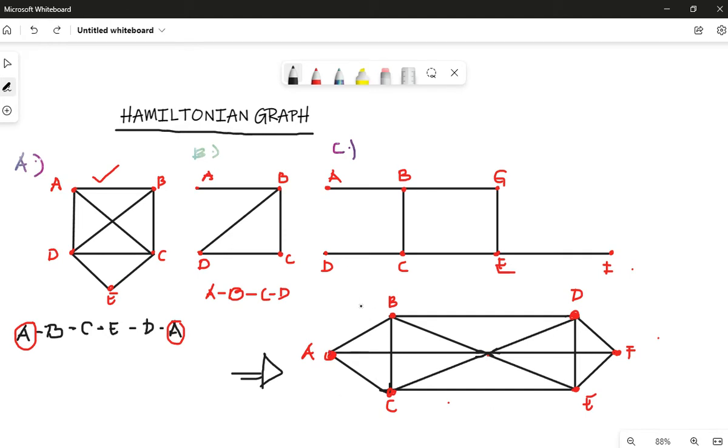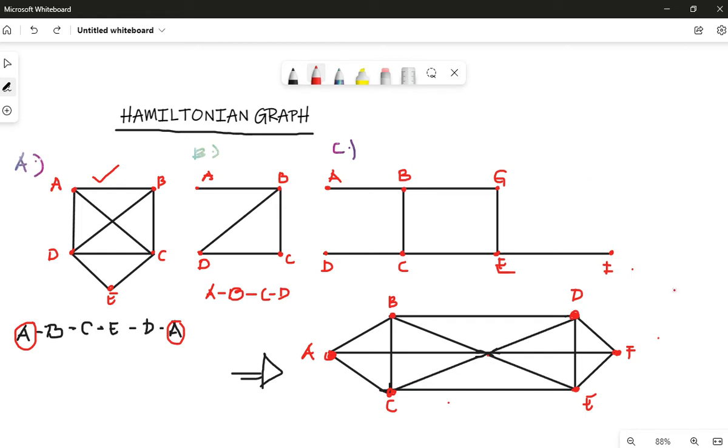So this is our connected graph with at least three vertices. Now let n be the number of vertices in the graph. If every vertex has a degree of at least n over 2, then the graph is Hamiltonian. So let us count how many vertices there are in this graph. We have 1, 2, 3, 4, 5, 6.